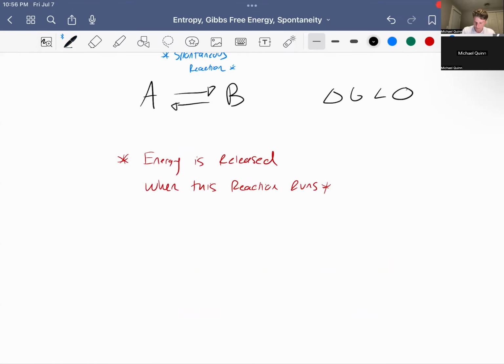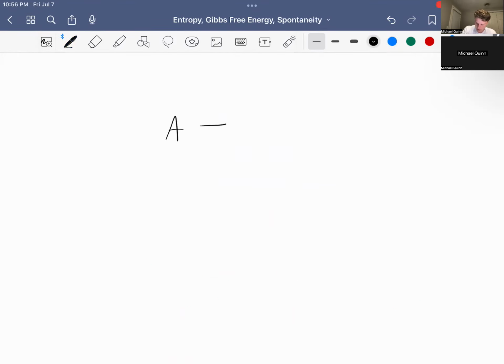And if we have A going to B and delta G is equal to 0, we could say that this reaction is at equilibrium.